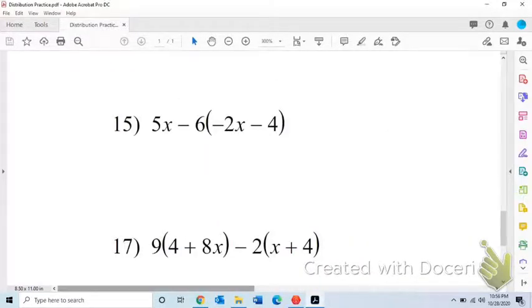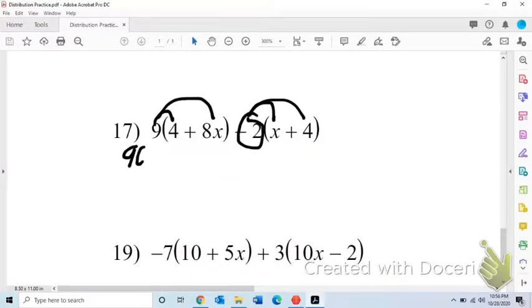Okay, so here's number 15. I'm actually going to skip it, but if you do have trouble with number 16, or 15 later, you can come back to this slide.